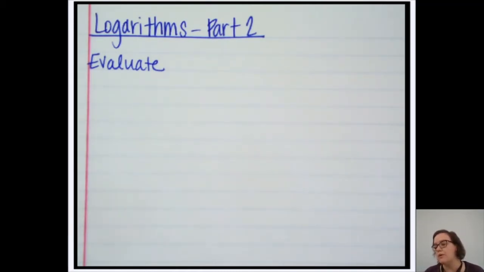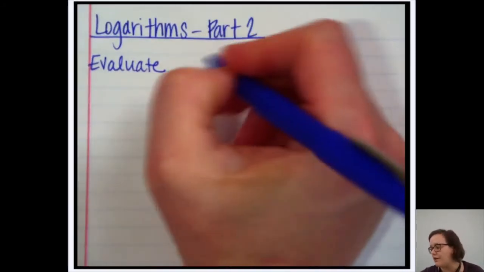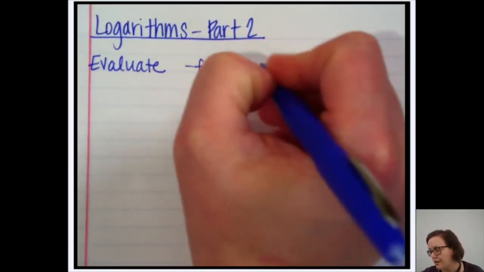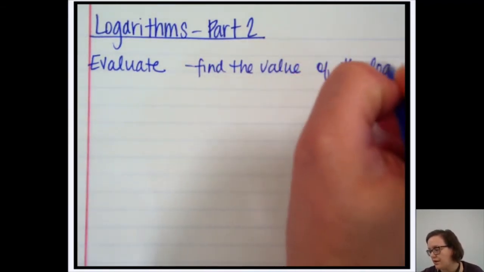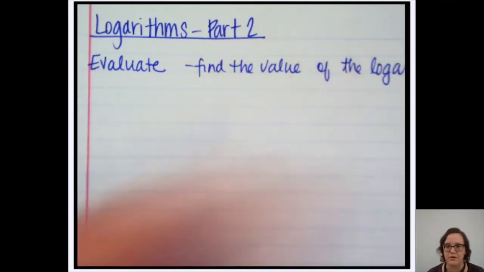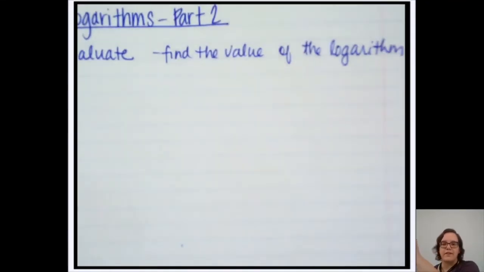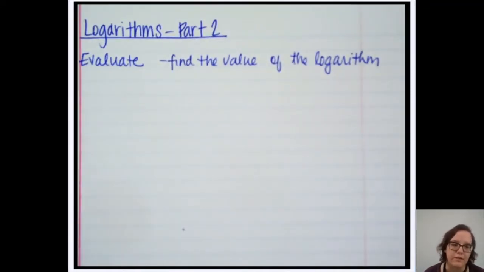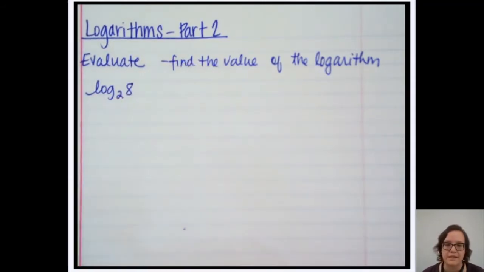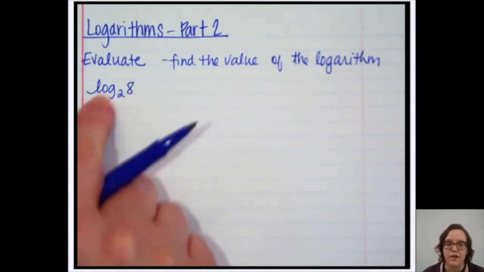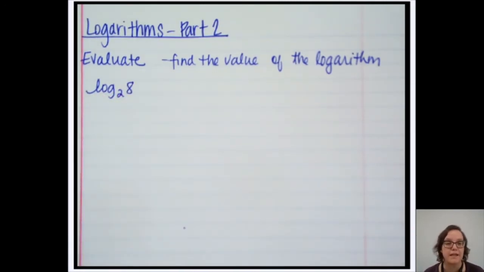When we evaluate, we're just trying to find the value of the logarithm. It could be in an equation, but more than likely not. So we're actually trying to find that exponent, right? That's what a logarithm is. What it would look like is something like this: log base 2 of 8. So this expression, this logarithm, can be replaced by a number, right? We said logarithms are exponents. And so we're asking ourselves, what is the exponent that replaces this expression?